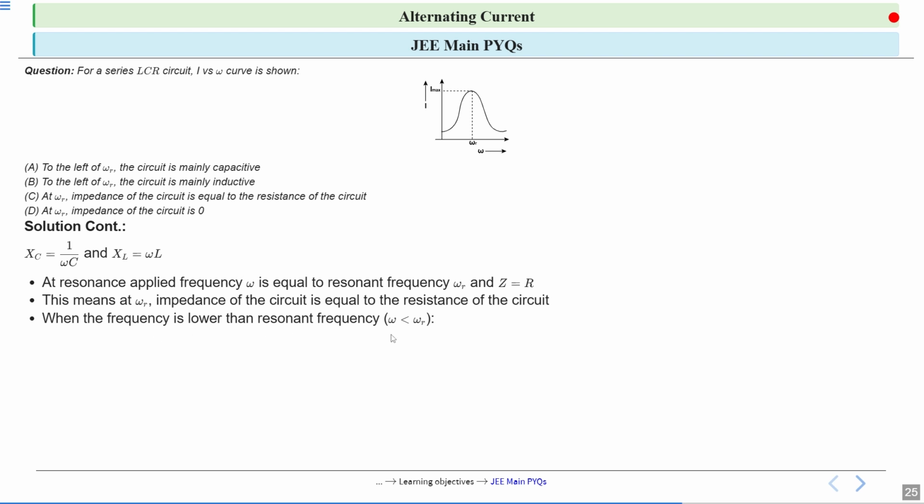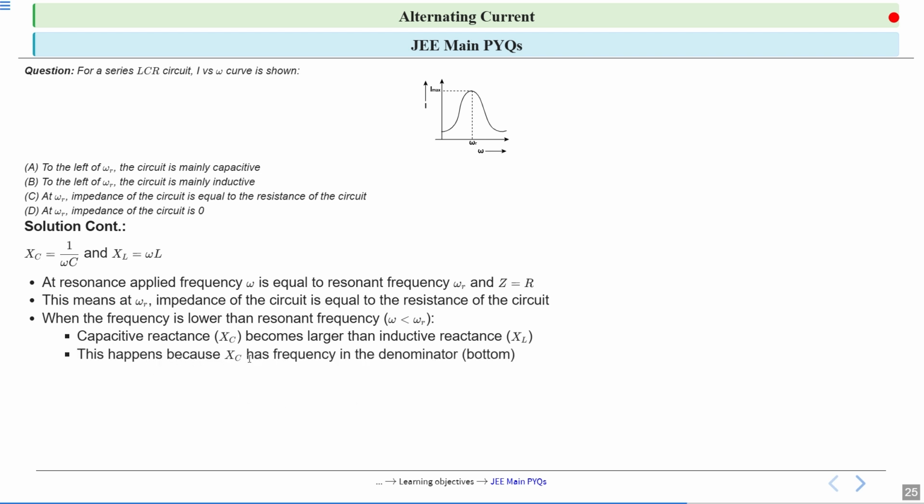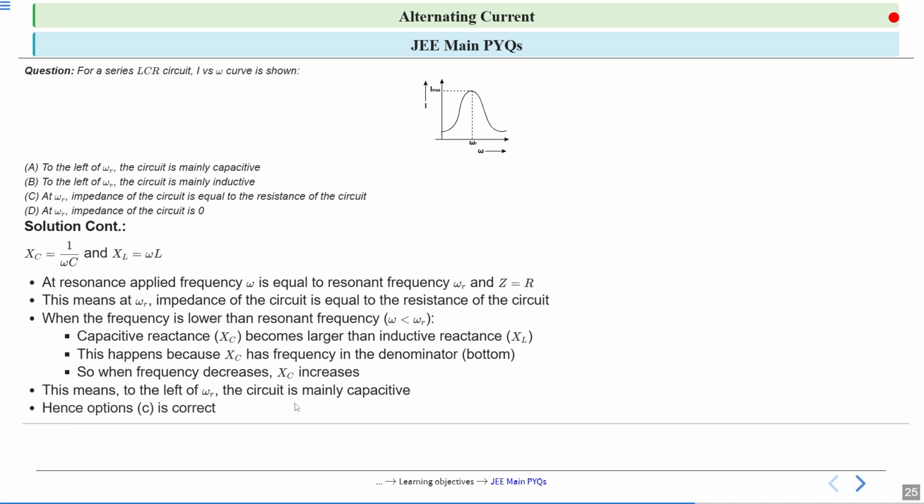So when the frequency is lower than resonant frequency, that is omega less than omega R, capacitive reactance XC becomes larger than inductive reactance XL. This happens because XC has frequency in the denominator. So when frequency decreases, XC increases. That means to the left of omega R, the circuit is mainly capacitive. Hence option C is correct.